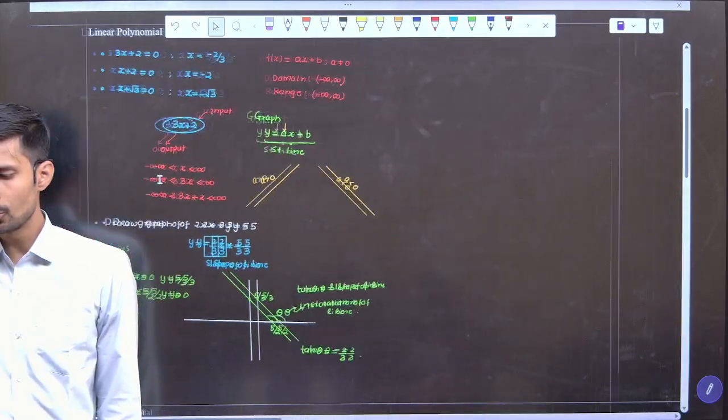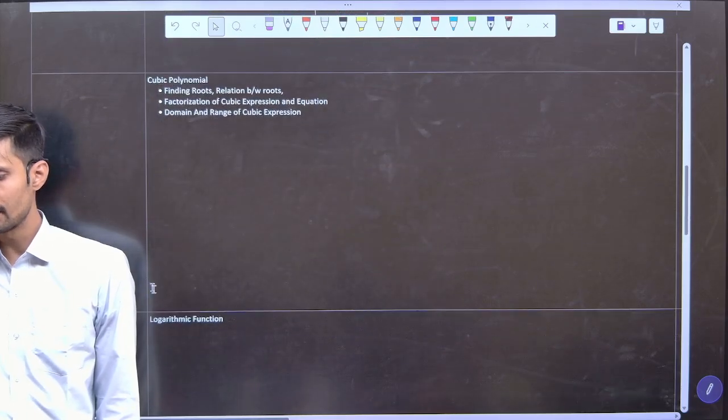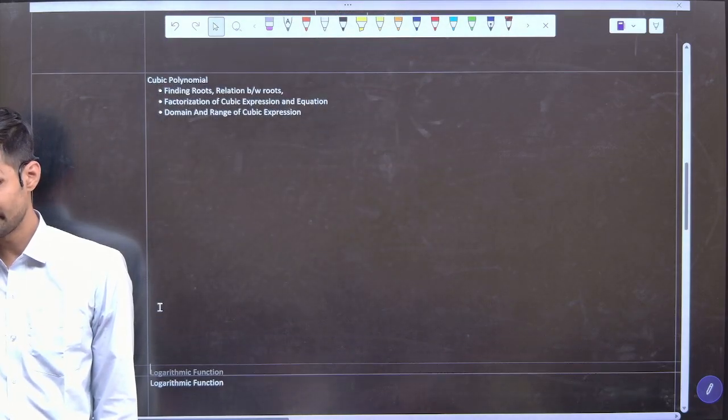Let's move to cubic polynomial. Write down cubic polynomial. I will teach you 3 things in cubic polynomial.